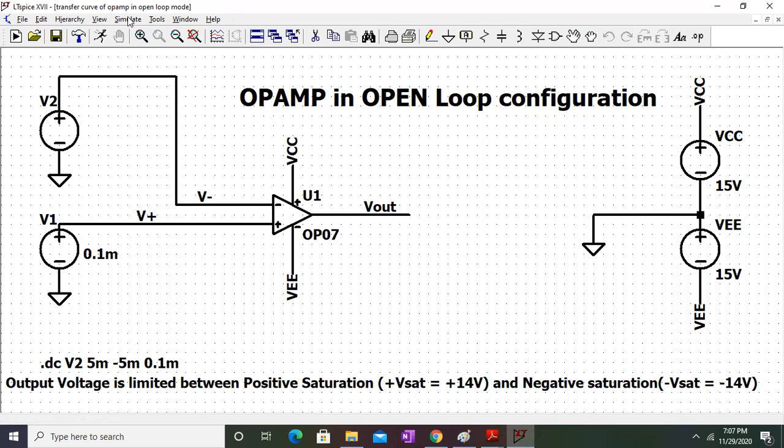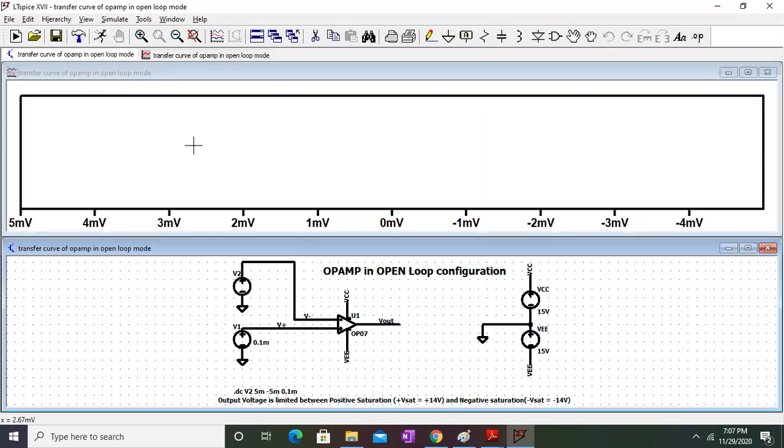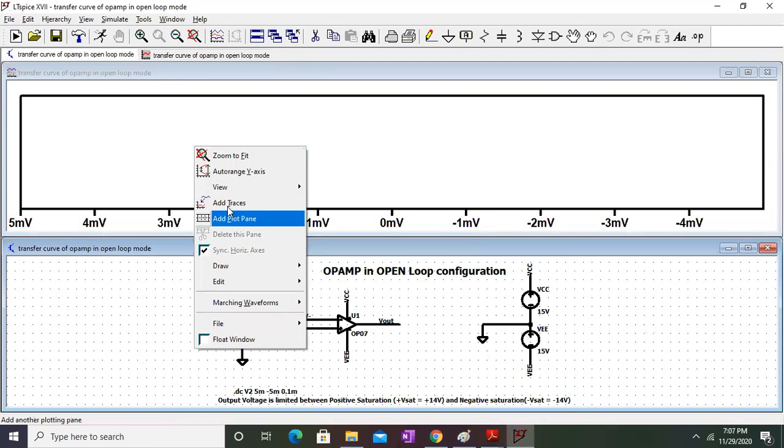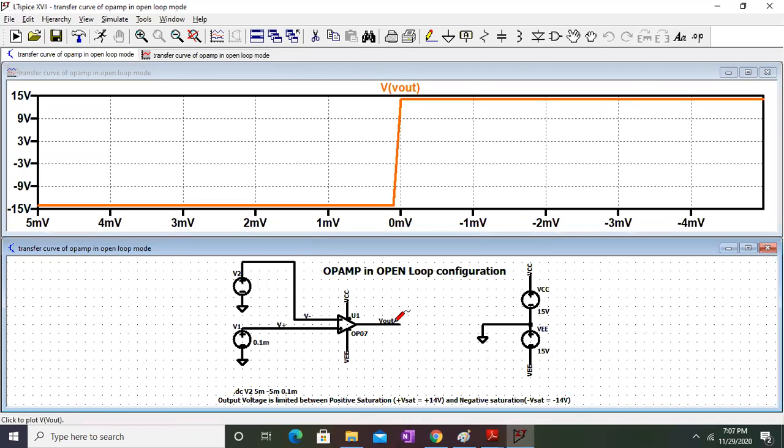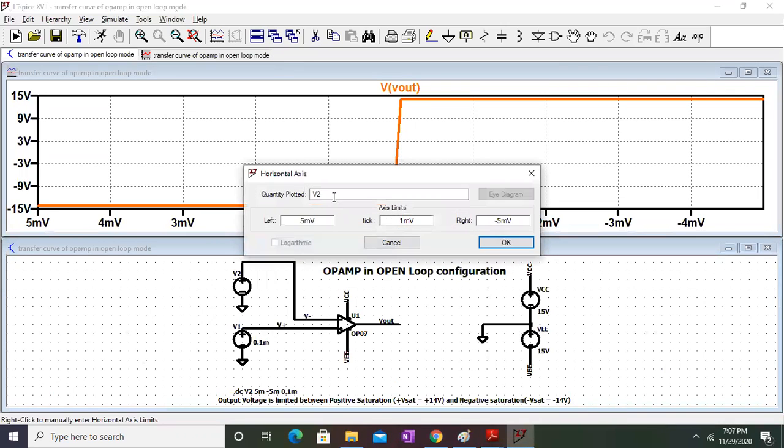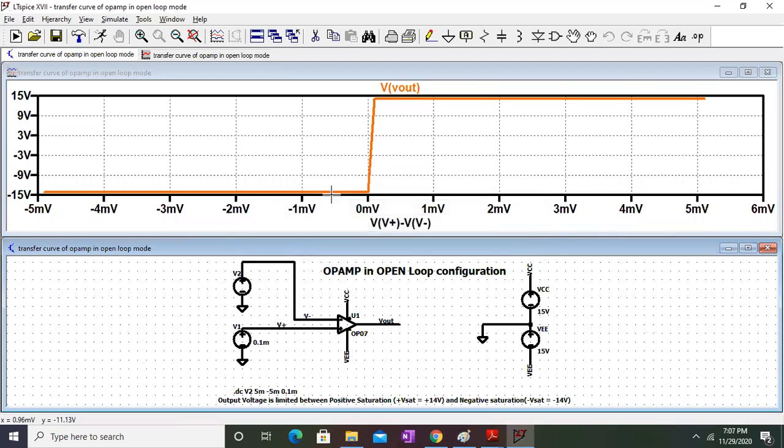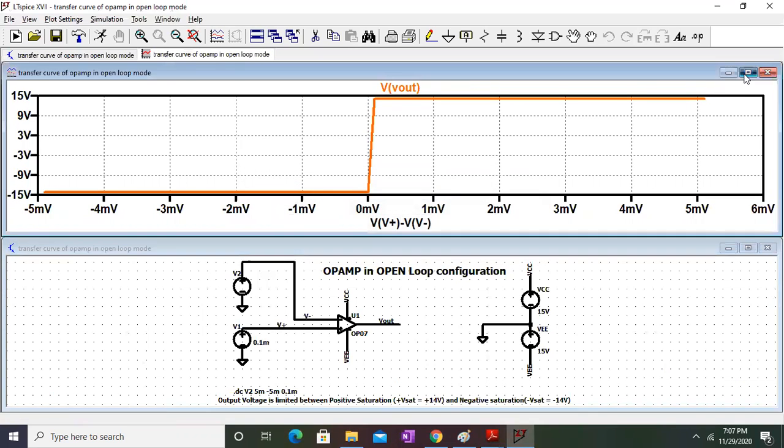Okay, so we'll go to simulate, we'll run this, and we will plot the characteristics now. So we'll plot the output curve. This is my output curve, and on the x-axis we should have V plus minus V minus, correct? So it will be V of V plus minus V of V minus. Okay, so this is my curve.